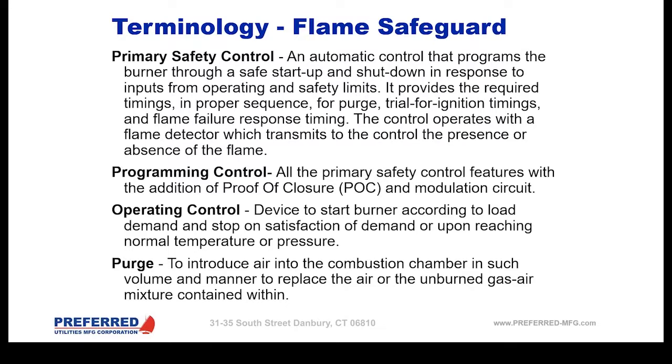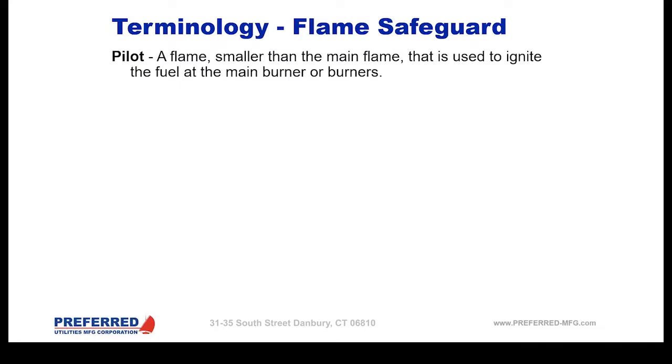Now, purge. Purge is when we will go through a time period where we turn on the combustion air fan and introduce air in the combustion chamber in such a manner that we replace the air inside, to make sure that there is no gas present before we light off this burner. Pilot. This is usually a small burner, if you will, that will be used to light off the main flame. So we use it to ignite the fuel at the main burner or burners.